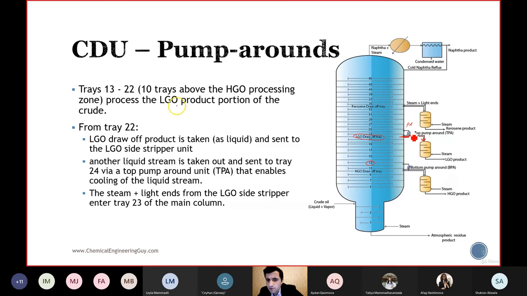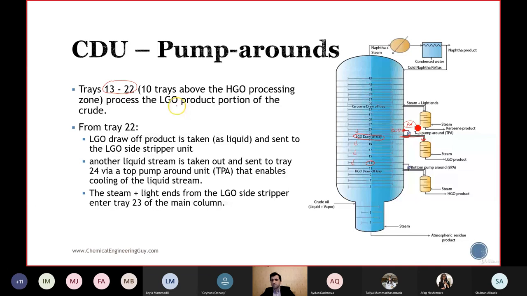So it cools down. If we see that we need to cool down the temperature at 24, we increase the flow rate of this pump around. And basically, when the temperature at 24 decreases, all the temperatures below this tray start to decrease. So we basically control the temperature between 13 and 22 with the flow rate of this pump around. And it applies the same for the others.